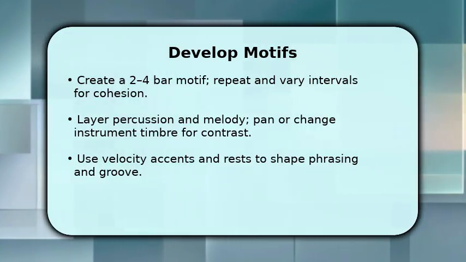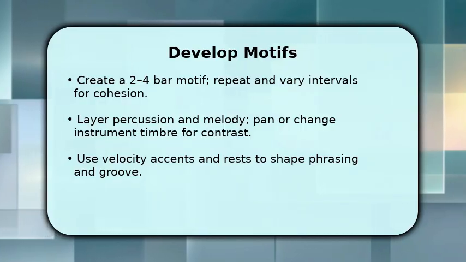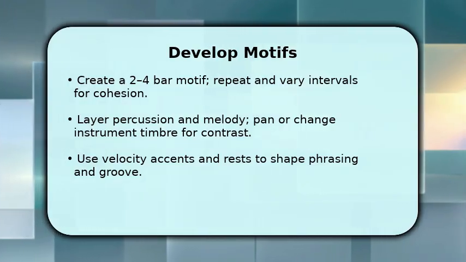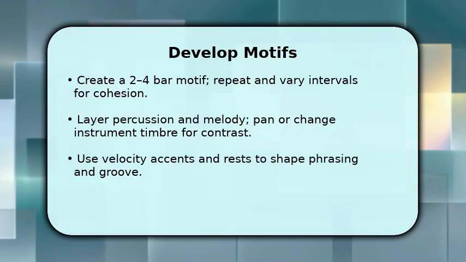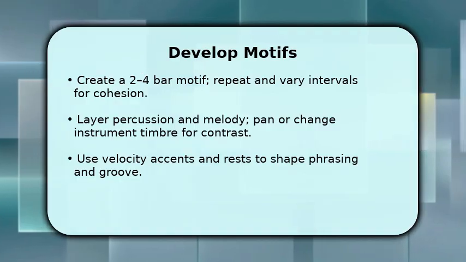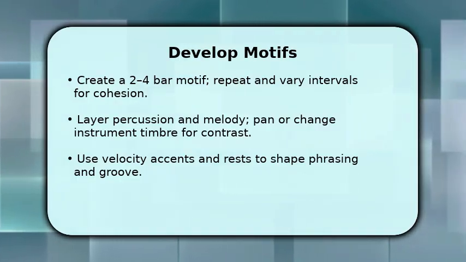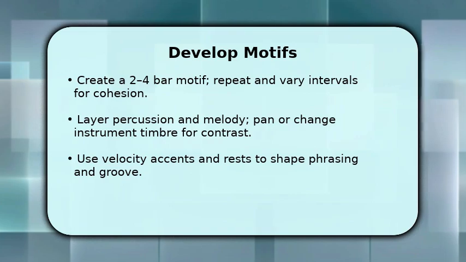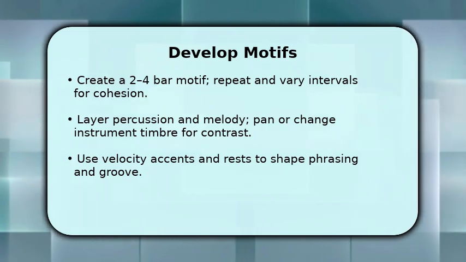Make sure to layer percussion under the melody. Switch instruments or pan elements left/right to create space. Use accents, softer velocities, and intentional rests to create phrasing and groove. These small dynamics help the ear follow the song and give your loop emotional contour.